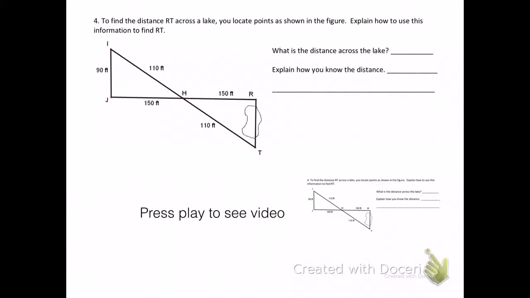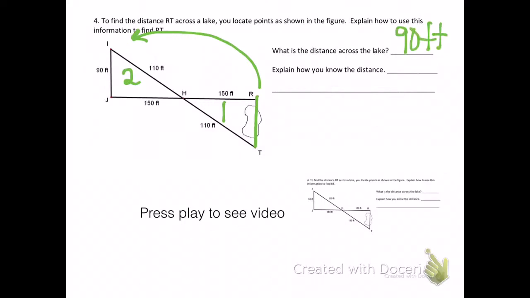Number 4, to find the distance RT across the lake, you locate the points as shown in the figure. Explain how to use this information to find RT. Well, here's RT. If you want RT to map onto the second triangle there, you can tell it's going to be rotated 180 degrees. So, what will RT map onto? It'll map onto IJ, which is 90 feet.